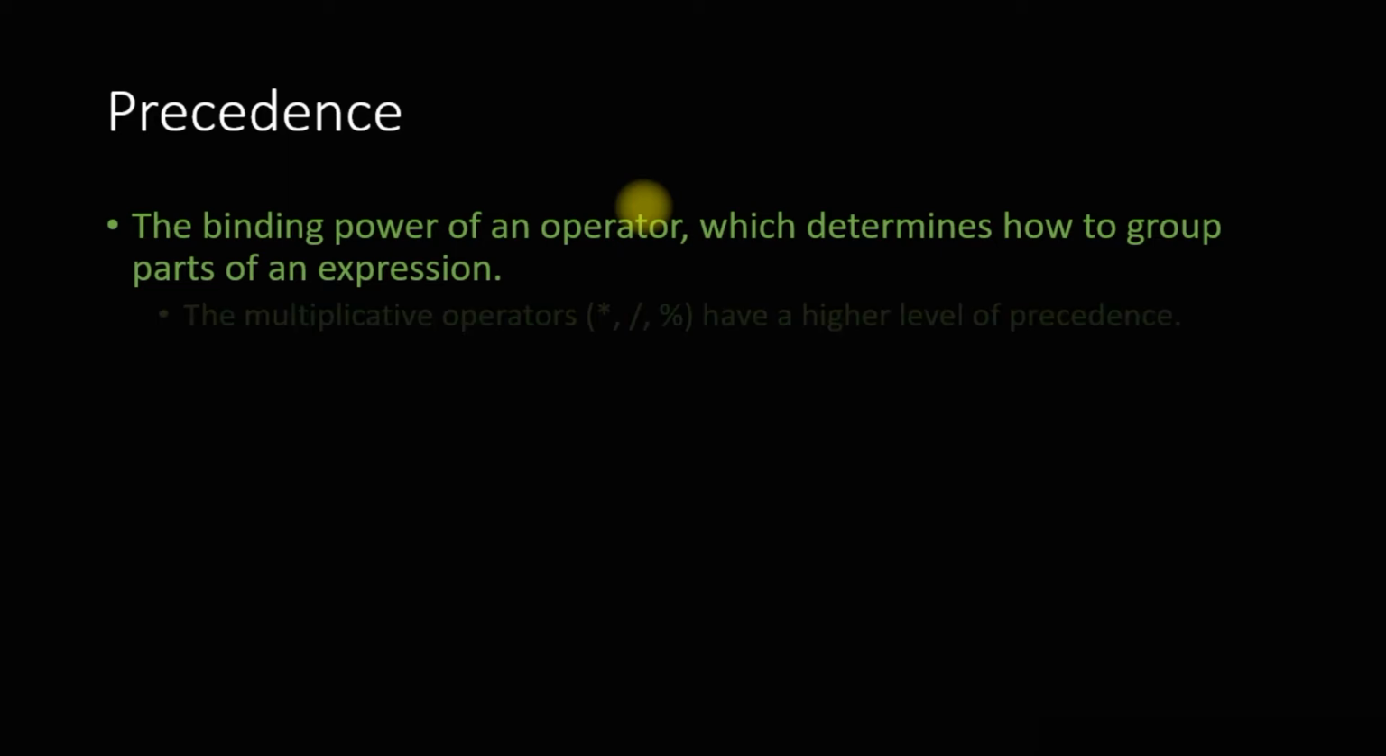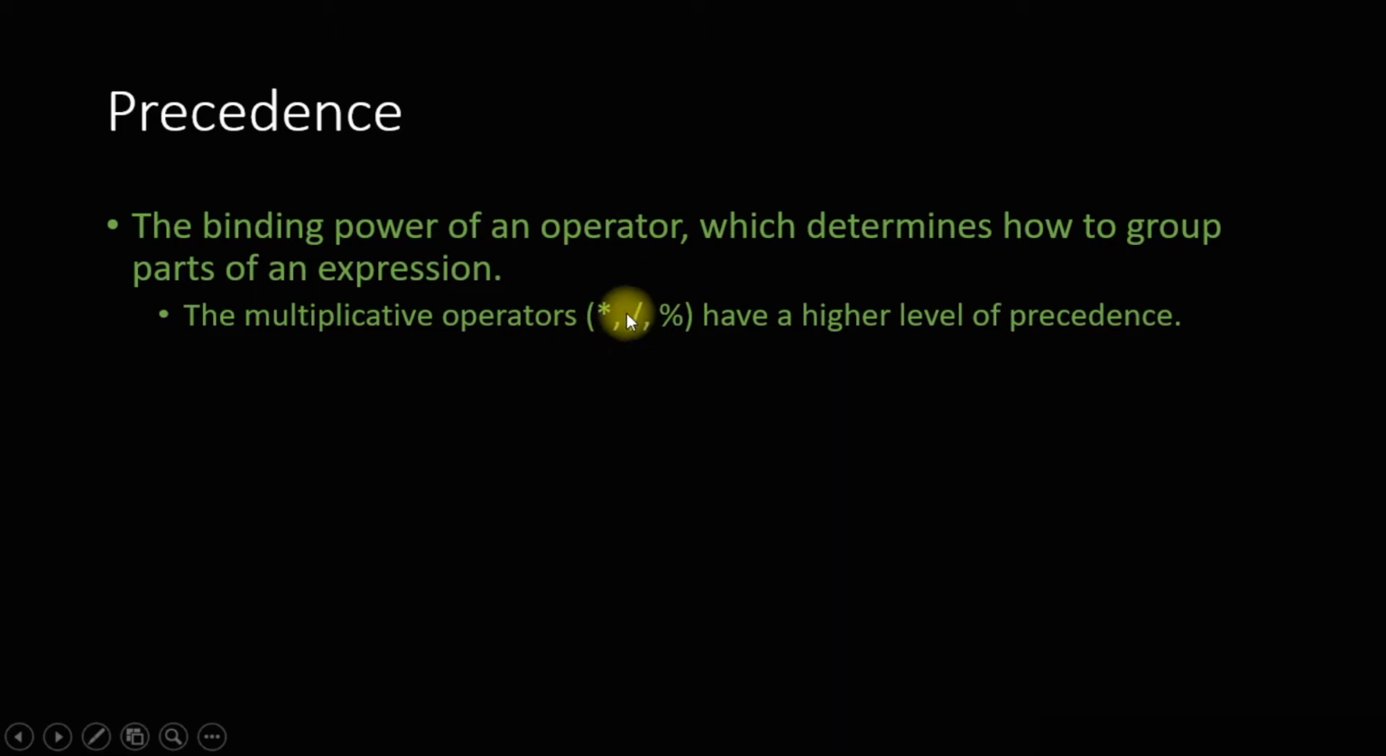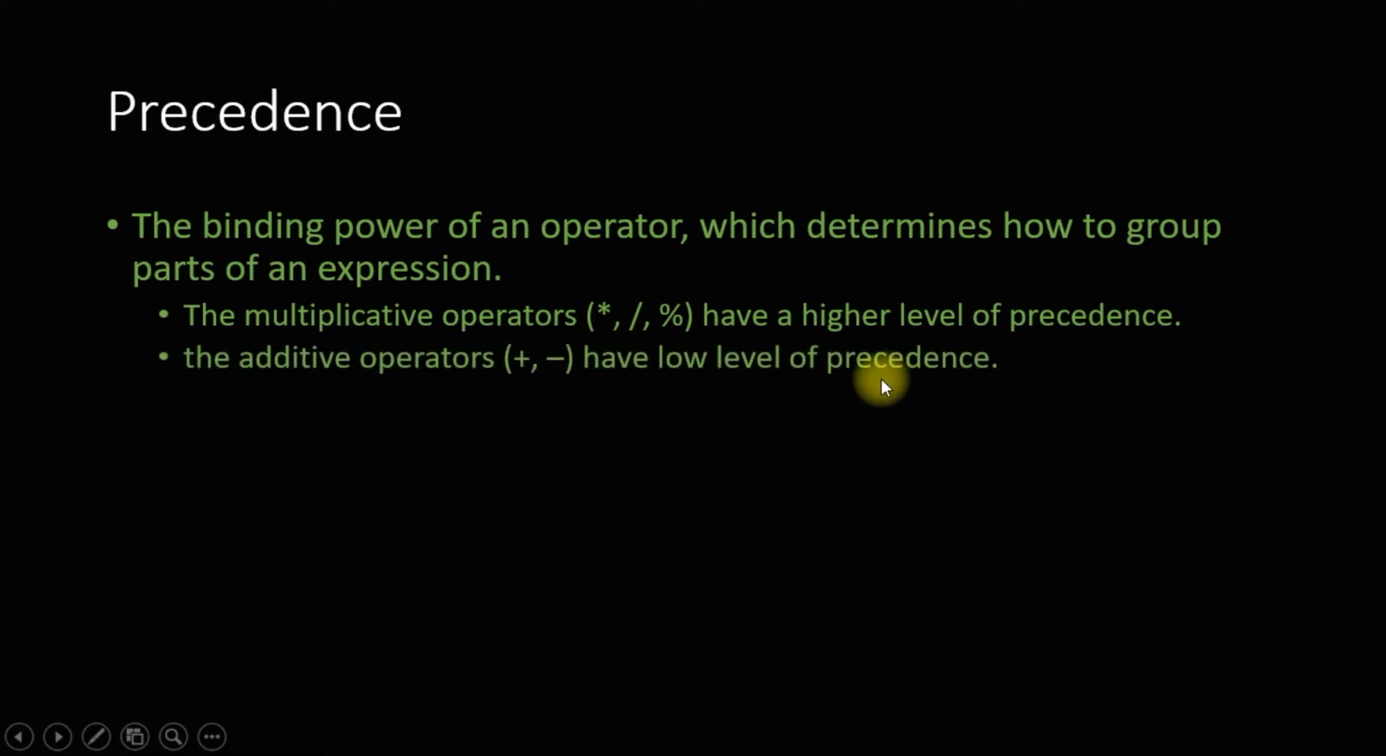to perform this. So we have two types of operators. The multiplicative operators have higher level precedence. So if they are there, they are going to be executed first. We have the multiplication operator, the division, and the mod operator, which are going to be executed first. And also we have the additive operators, which are plus and minus, which have low level precedence and are going to be executed after finishing the multiplicative operators.